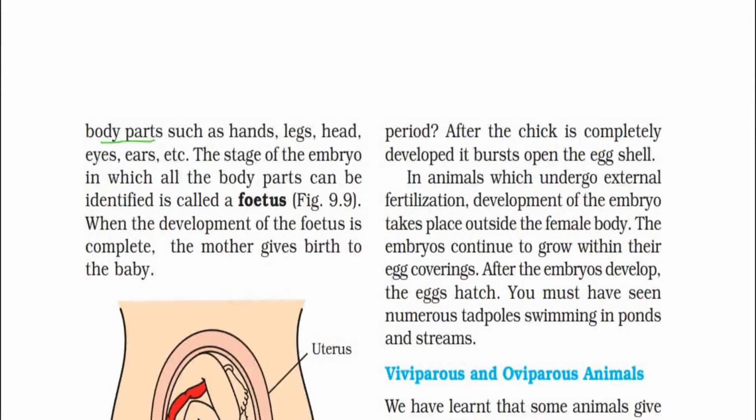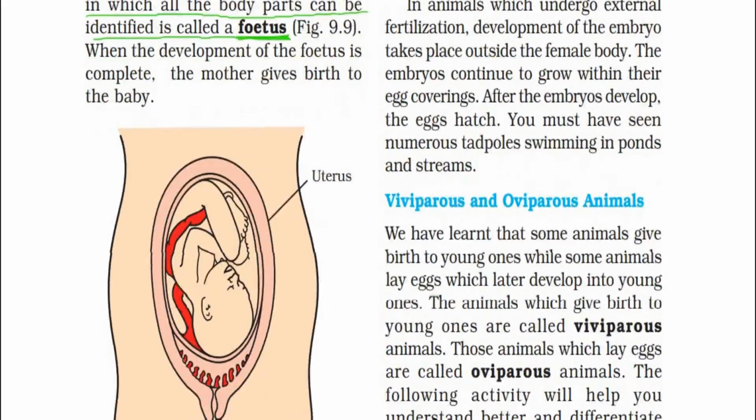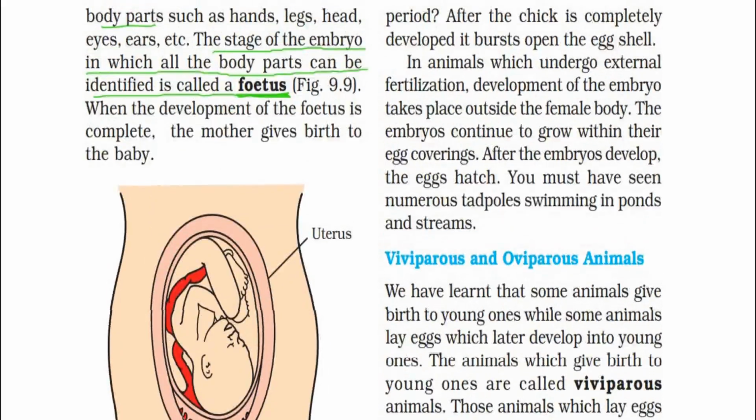Now the body parts like hands, legs, etc. develop. The stage of the embryo in which all the body parts can be identified is called a fetus, and this will normally come after around 8 to maybe 10 weeks of pregnancy. 2.5 महीने में पूरा बॉडी का पार्ट बन जाएगा. A small baby is now developing in the mother's uterus. It may be as small as your thumb, आपका अंगूठा जितना छोटा साइज का होगा, and then it keeps on becoming bigger and bigger, and then it develops further.